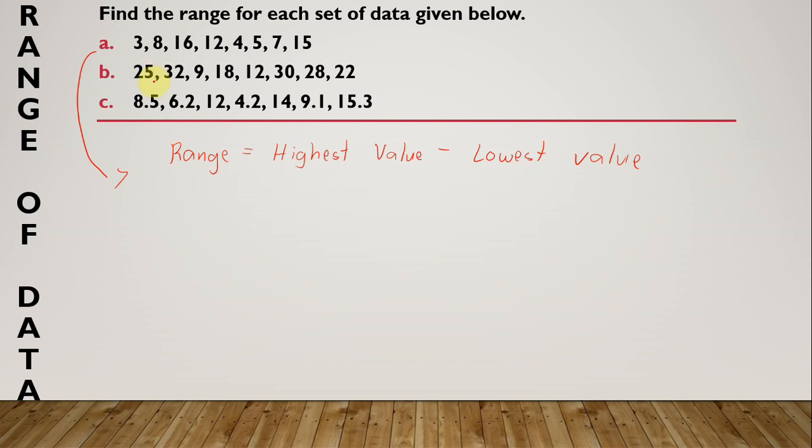Unang step, i-arrange natin ang numbers or given set of data in order. So, from lowest up to highest. So, we have 3. So, pag ako po nag-a-arrange ako ng data, nilalagyan ko po ng mark yung nakuha ko na po na numbers para hindi po siya nauulit.